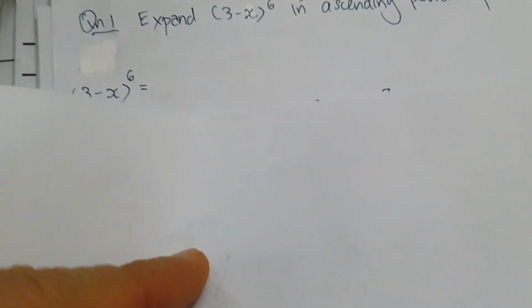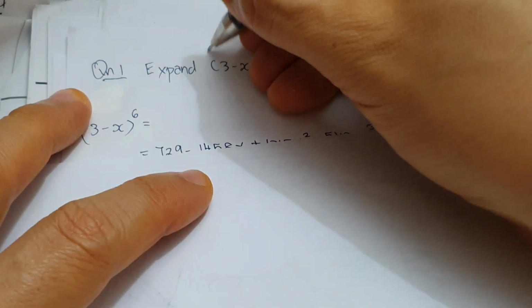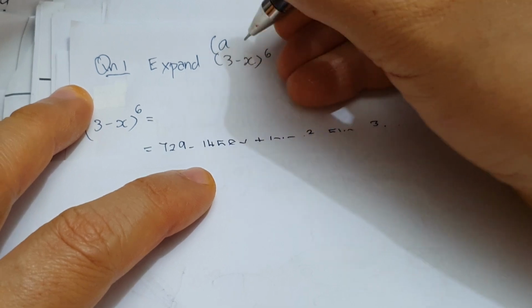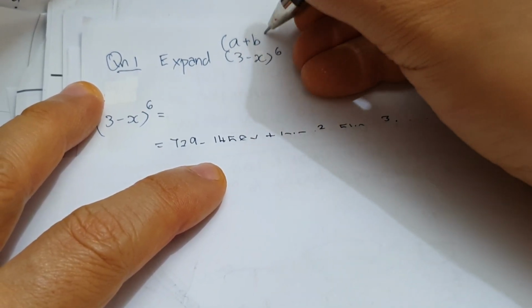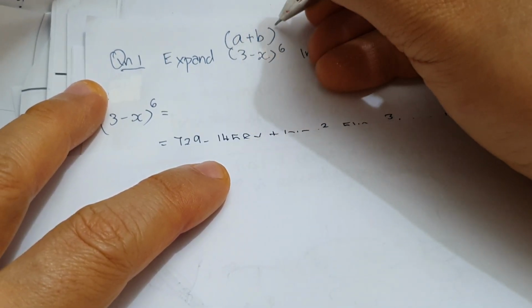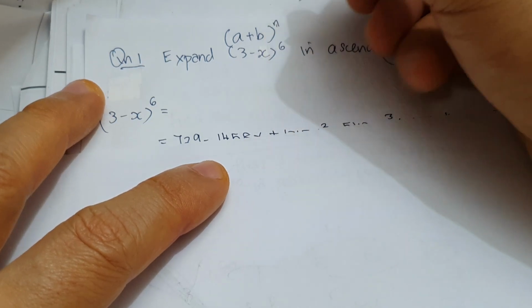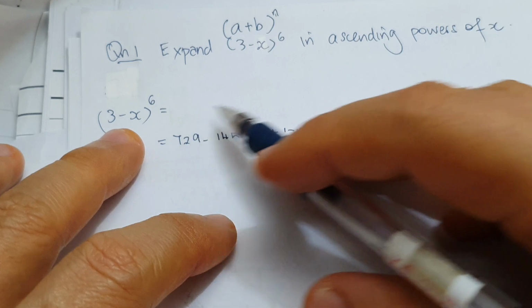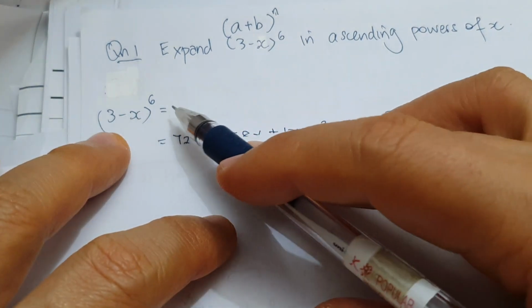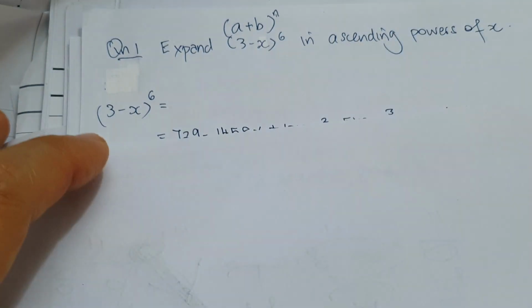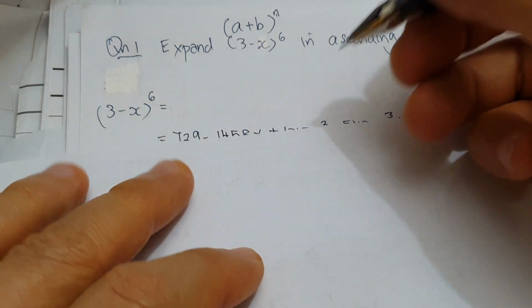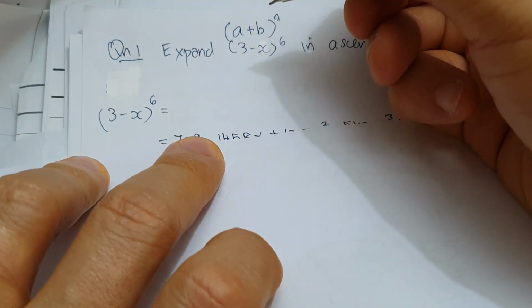So let's say you have this. According to the formula in your formula sheet, this number 3 is like your A. The plus B, your B, is actually like the minus x. And your N, which is a power, is 6. So how do you expand this? We are not going to expand it like the traditional method that I showed you just now. We are going to use the binomial theorem.